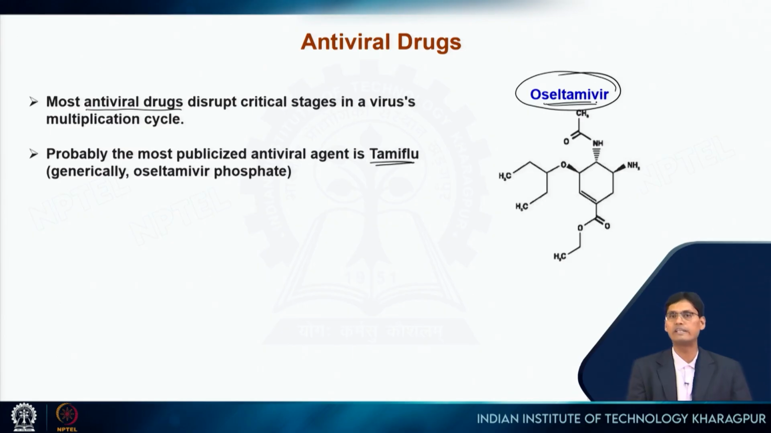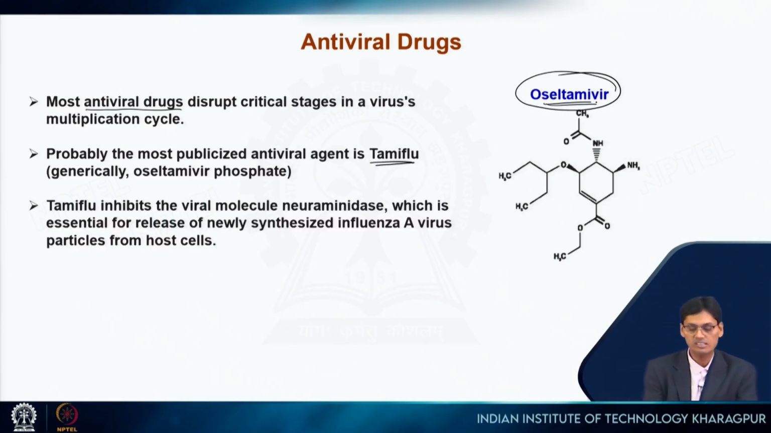So this is antiviral, many of us know. Tamiflu inhibits the viral molecule called neuraminidase, which is essential for the release of newly synthesized influenza virus particles from the host cell. As I discussed during the virus lecture, viruses hijack our system. They enter inside our host cell and make their own parts, and finally they generate virus particles, and they should leave the host cell and infect nearby or surrounding cells.